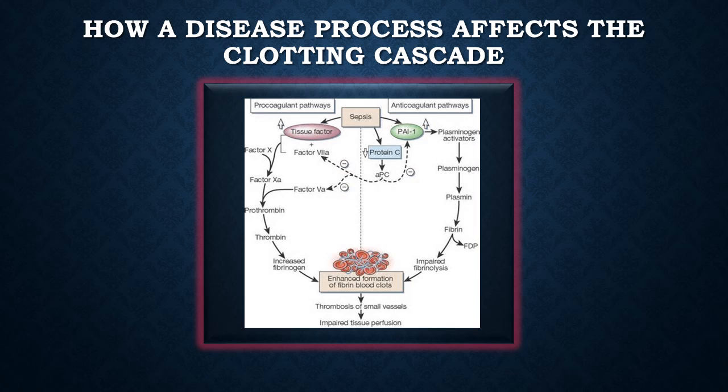On the other half of our slide, we could see our anticoagulant pathways. These are the normal pathways of our body, the normal processes of our body to slow clot formation. Unfortunately, in the presence of a disease process, some of those normal anticoagulant pathways are altered, and normal processes are then shuttled back over into the procoagulant pathways, thus altering and changing the anticoagulant pathways, thus leading to impaired fibrinolysis of the clots.